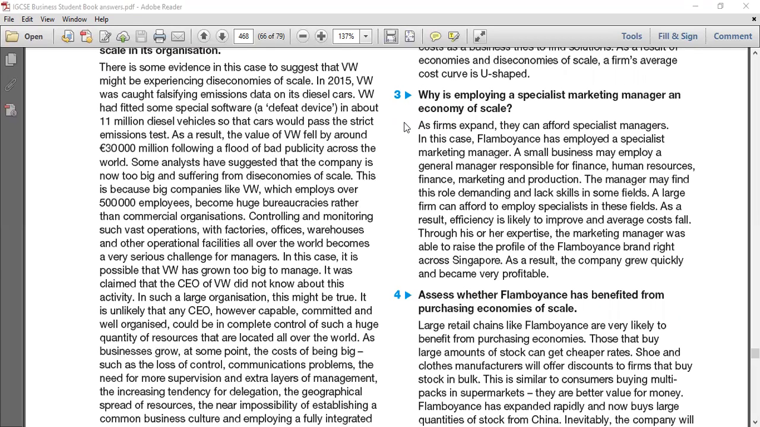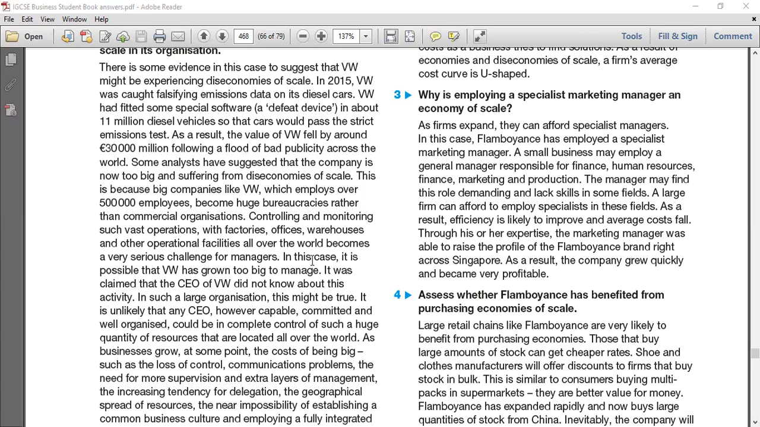As firms expand, they can afford specialist managers. In this case, Flamboyance has employed a specialist marketing manager. A small business may employ a general manager responsible for finance, human resources, marketing, and production. The manager may find this role demanding and lack skills in some fields. A large firm can afford to employ specialists in these fields. As a result, efficiency is likely to improve and average costs fall. Through his or her expertise, the marketing manager was able to raise the profile of the Flamboyance brand right across Singapore. As a result, the company grew quickly and became very profitable.